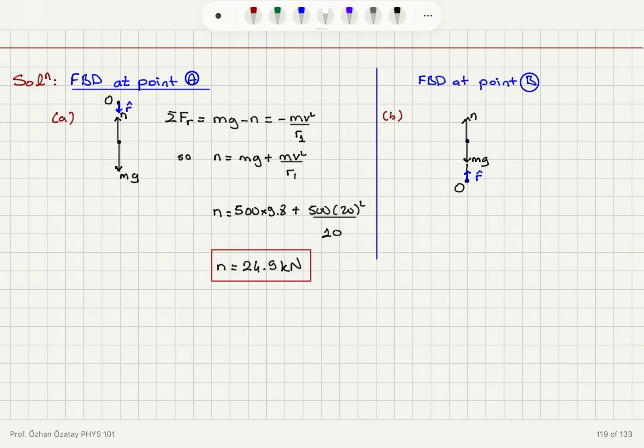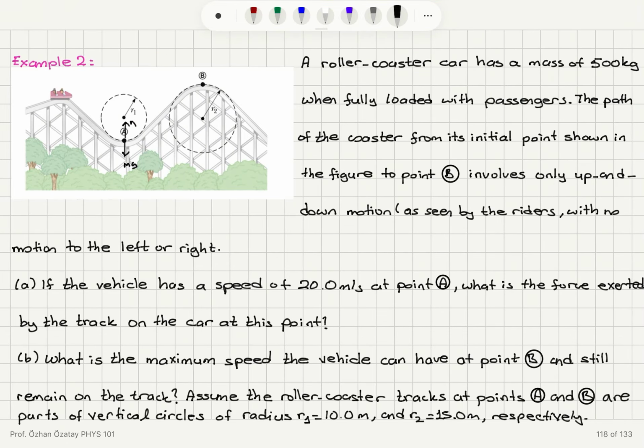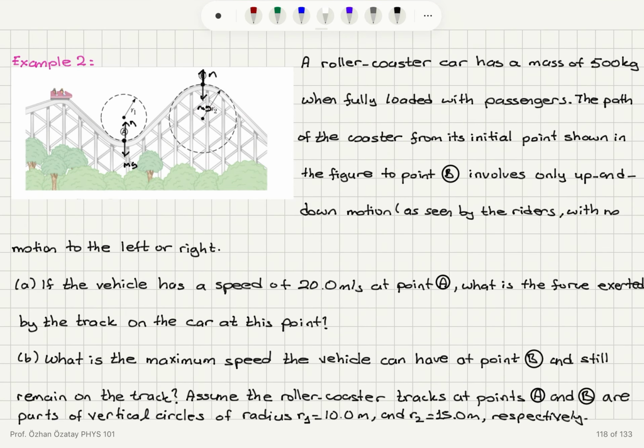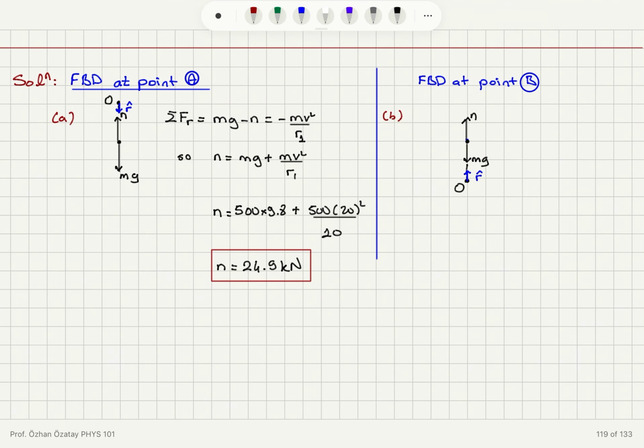That's the normal force. Now in part B, we are at point B. Now at point B, we have the mg pointing down, the normal force pointing up like this again, and that would correspond to this free body diagram. Because the center of this circle is down here, r hat is pointing up like this. So if I write the net radial force, this would be n pointing up in the r hat direction, mg pointing in the minus r hat direction, minus mv squared over r2, the radius of this circle.